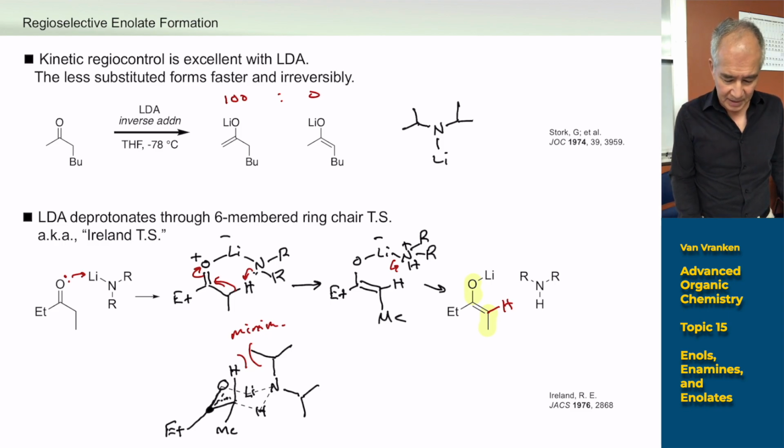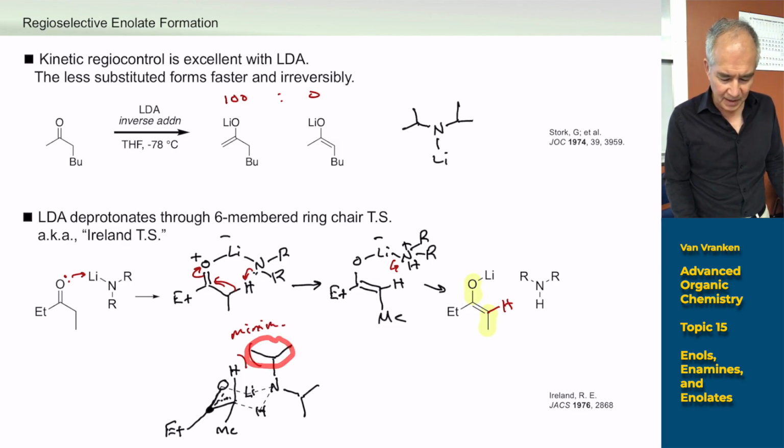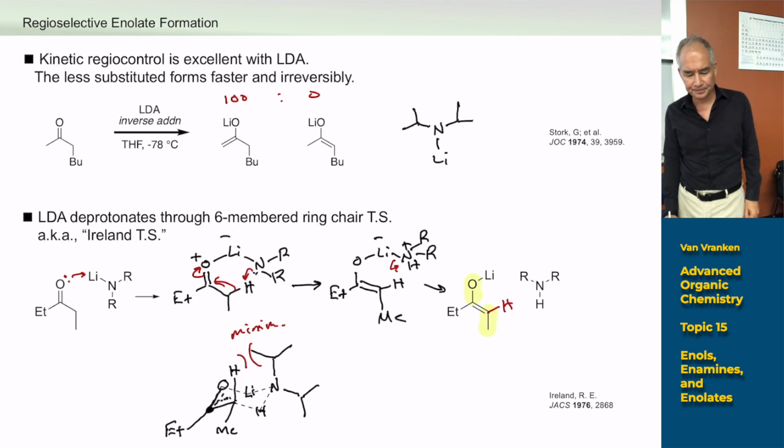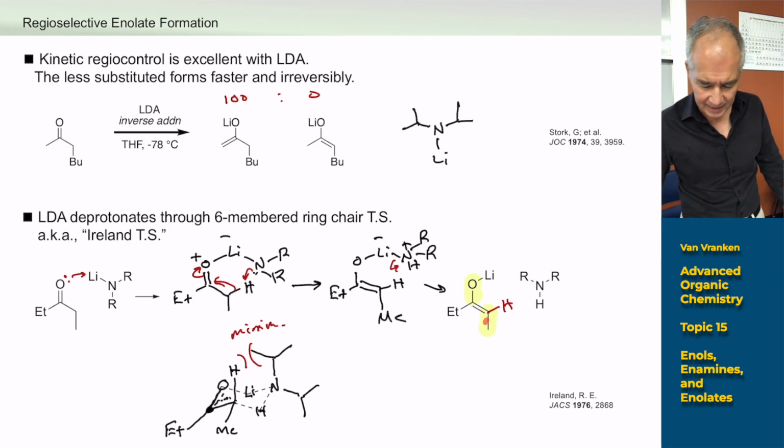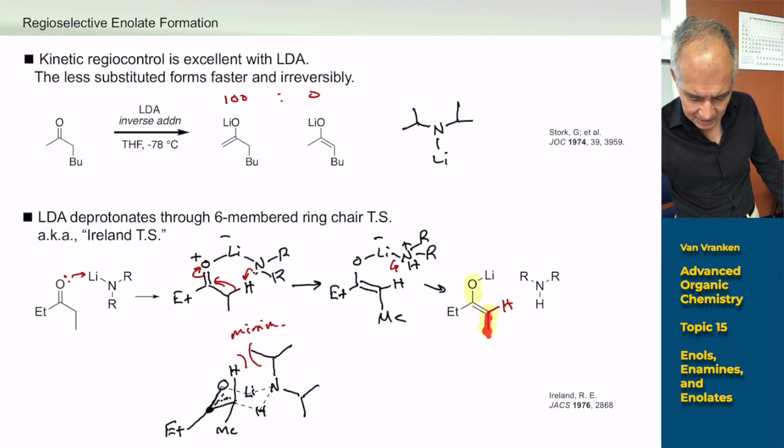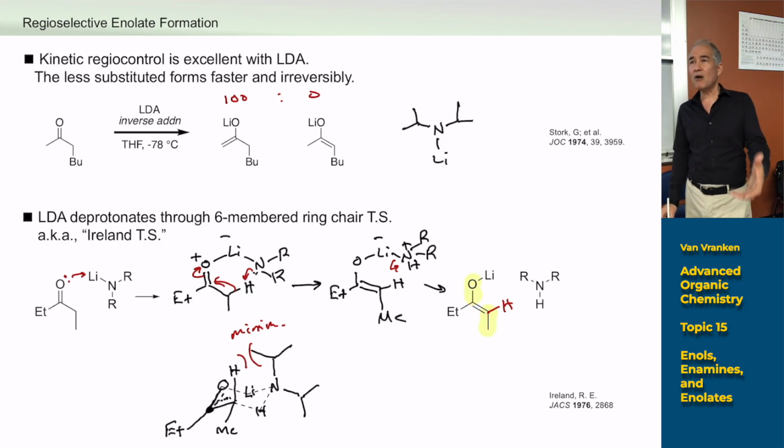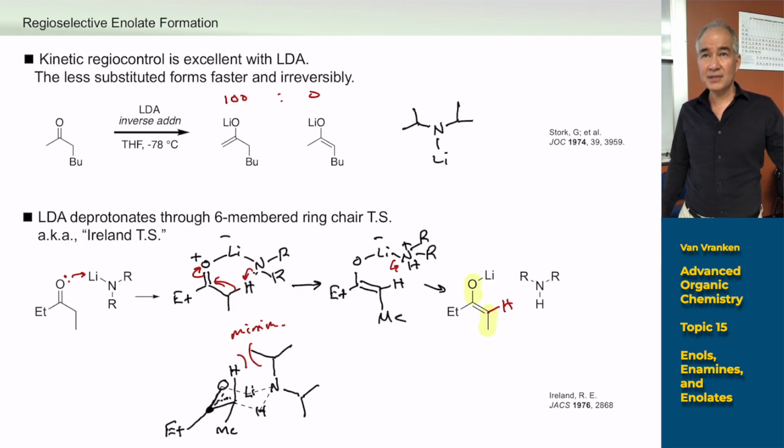With selectivity, because of this chair-like, six-membered ring transition state called the Ireland transition state, you want to deprotonate so that you minimize interactions between the isopropyl groups on the LDA and this R group that is on the alpha carbon. So this allows us to stereoselectively make enolates where the alkyl substituent next to the proton that gets deprotonated ends up anti to the oxygen atom of your lithium enolate. So that's powerful, that you can regioselectively deprotonate on the less hindered side and get this enolate geometry, controlling stereochemistry of enolate formation and regiochemistry at the same time.